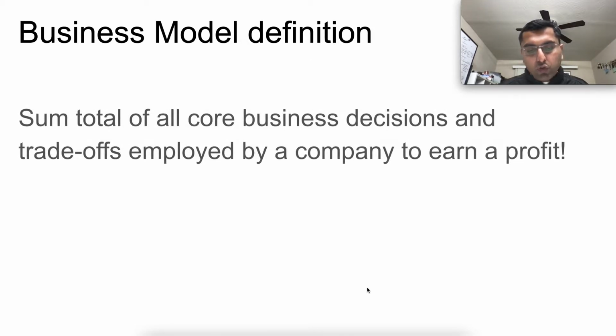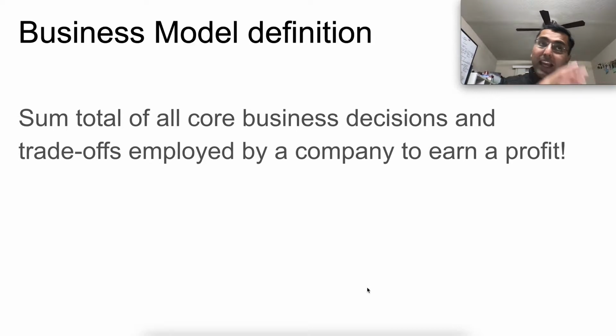And to quickly recap, the business model definition is basically the sum total of all of your decisions. In the first video, I said sum total of all of your choices. It's the same thing. Sum total of all of your decisions, the core business decisions, the trade-offs that each of those decisions have, that you make as the employee of the company or the co-founder of the company towards the path to profits, right? So sum total of all of your core business decisions and the trade-offs that those decisions have employed towards the company to earn a profit. That's the business model definition, right?